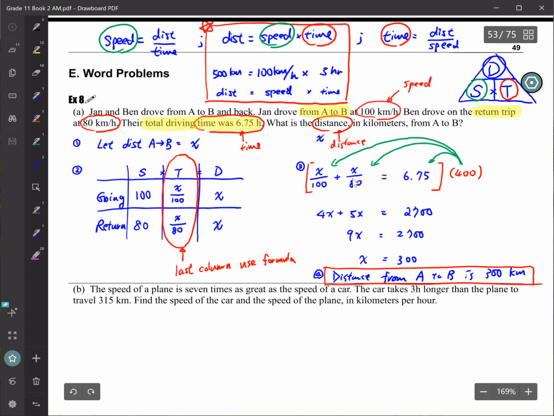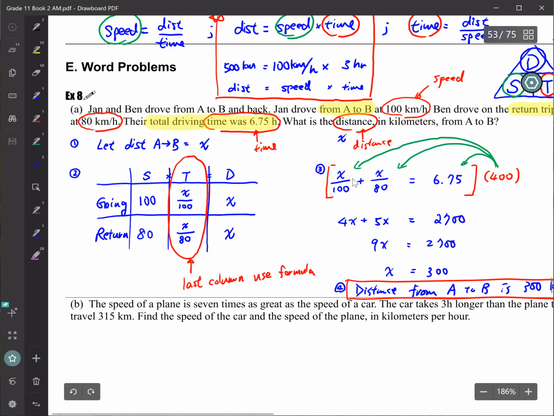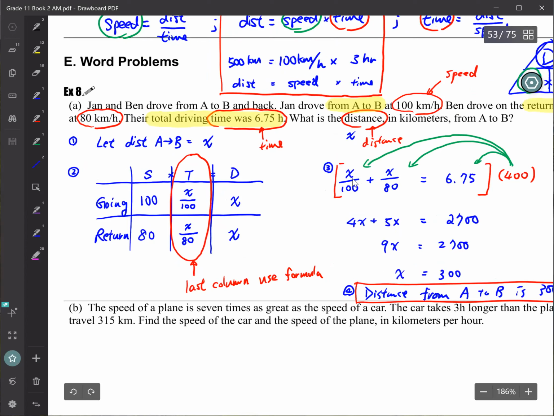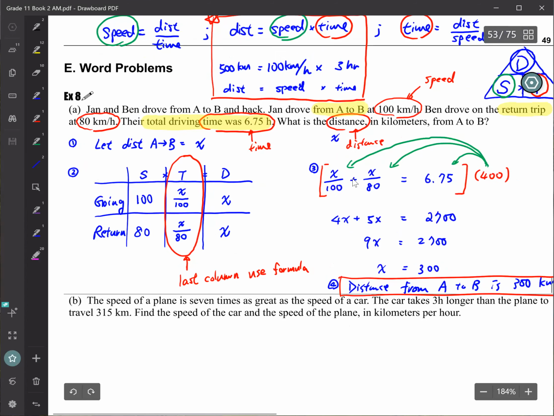First one, we need to choose a let, right? Need to be clear what you are looking for. And then number 2, we need to set up a table. Setting up the table, we need to figure out the 2 scenarios. In question A, the 2 scenarios are one is going, one is returning, right? So you have to identify.